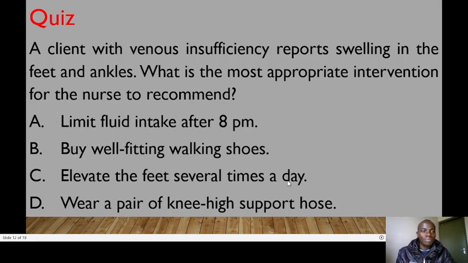Okay, correct guys. A client with venous insufficiency reports swelling in the feet and ankles. What is the most appropriate intervention for a nurse to recommend? Should you limit fluid intake after 8 p.m.? Buy well-fitting walking shoes? Elevate the feet several times a day? Wear a pair of knee-high support hose? Okay, guys, we all agree with Nasi. Nasi is saying you elevate the feet several times, and that is okay for our patient.